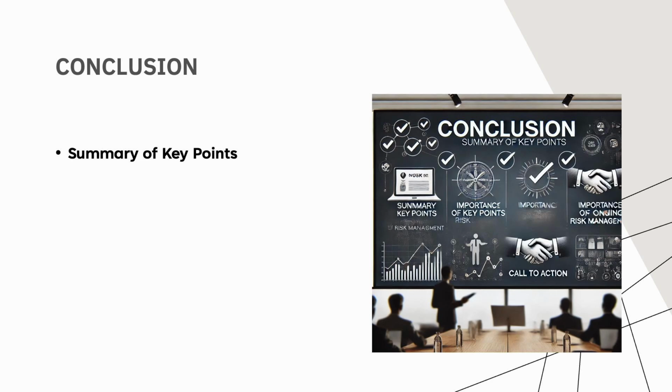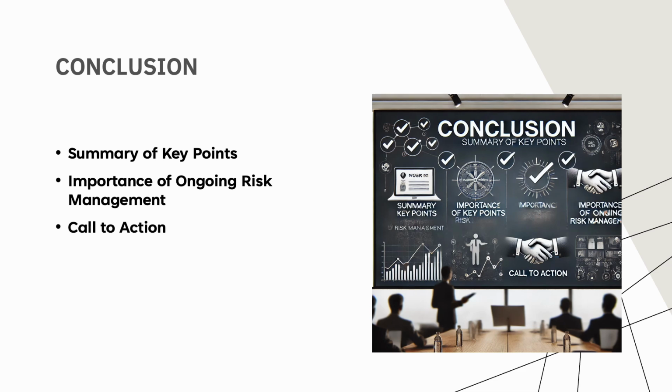In conclusion, we discussed the essential components of conducting AML business risk assessments, including identifying risk factors, assessment methodologies, implementing risk controls, and ensuring compliance with regulatory expectations. It's crucial to recognize the importance of ongoing risk management in adapting to new threats and maintaining effective AML measures. I encourage you to continuously review and update your AML risk assessment processes and to stay informed about the latest developments in AML regulations and best practices.